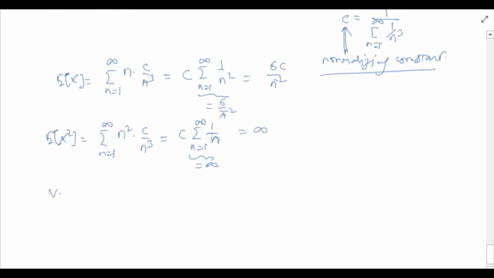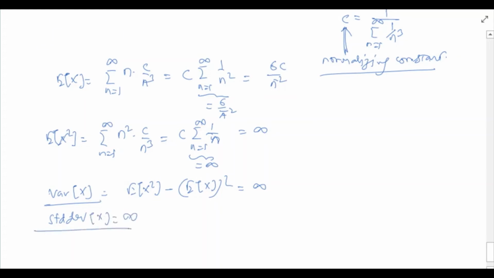Okay. Now let us turn to variance. Variance of x, as we have seen above, is the difference of the second order moment and the square of the expectation. But the second order moment is infinity. The second term is finite, but the first is infinite. So this is also infinite. Clearly, in this case, the standard deviation of x will also be infinite.